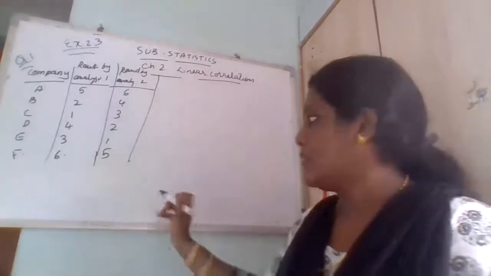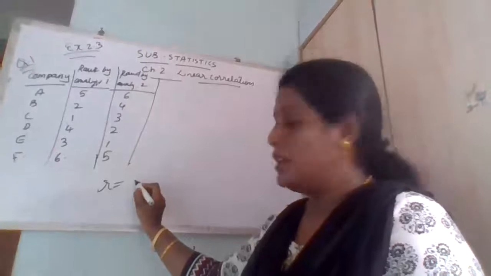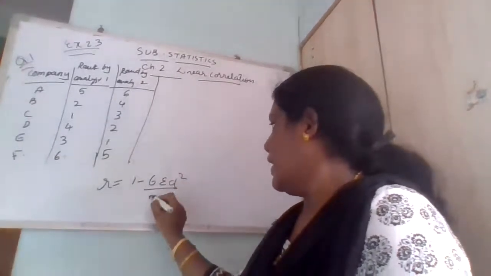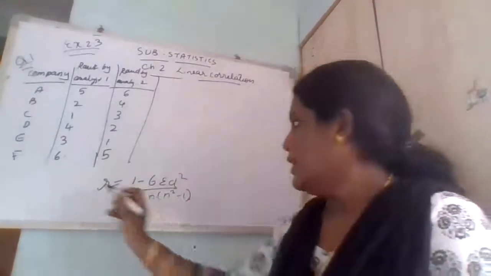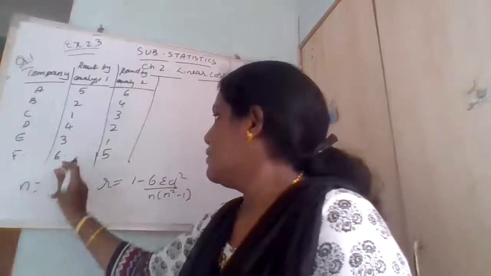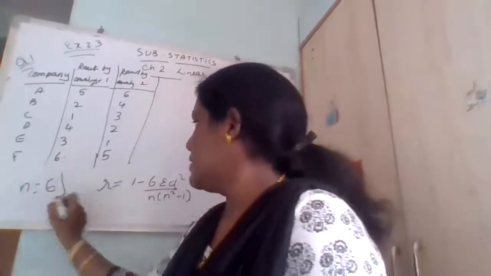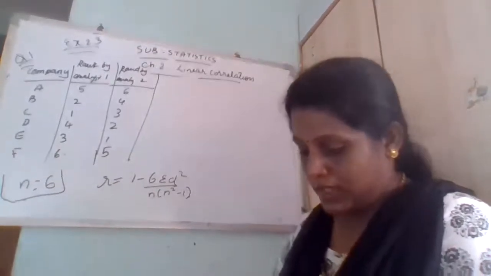I told you that first of all we have to write our formula. Our formula is R equal to 1 minus 6 sigma d square upon n into n square minus 1. Here n we are having. N is 1, 2, 3, 4, 5, and 6. N is 6. Now we have to start with our solution.